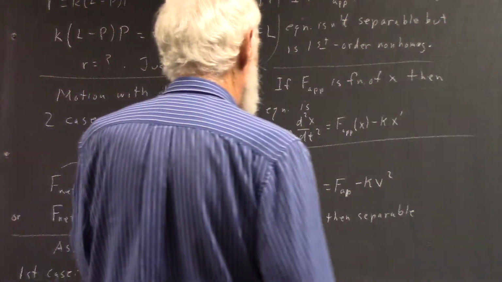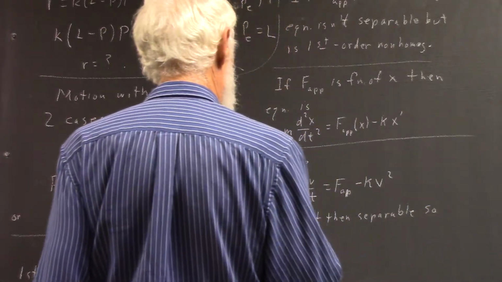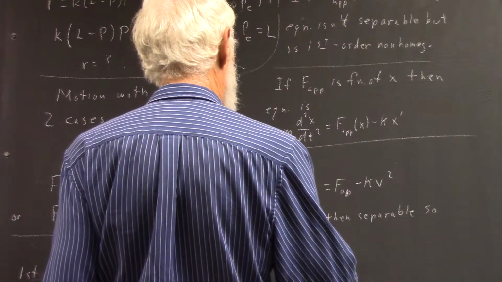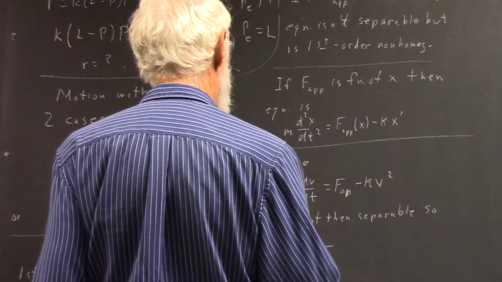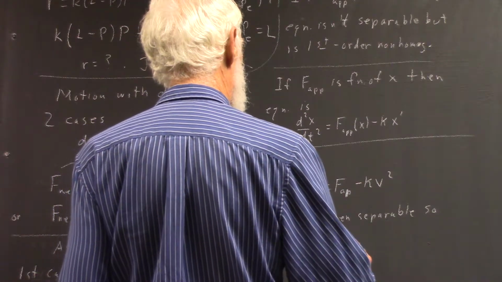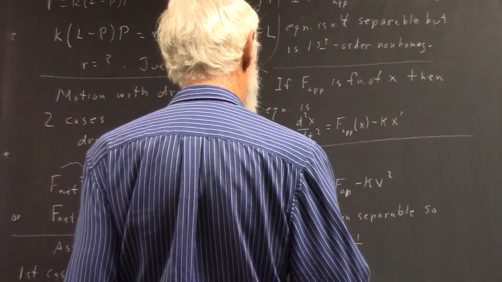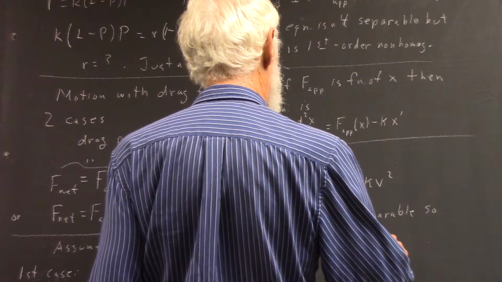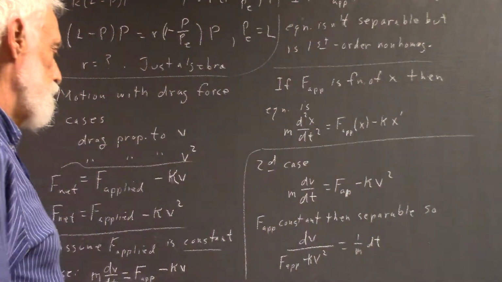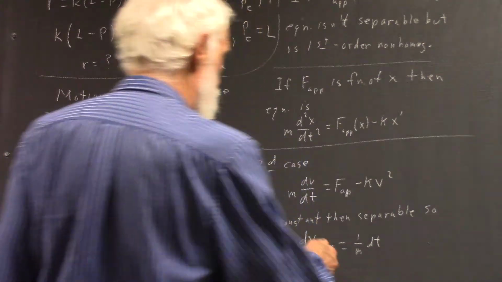Okay, so you get a v over f applied minus kappa v squared equals 1 over m dt. Now, what are you going to do with this? How are you going to integrate that?